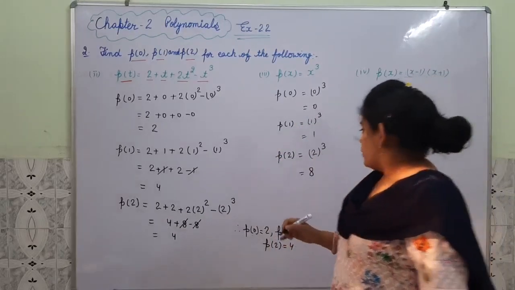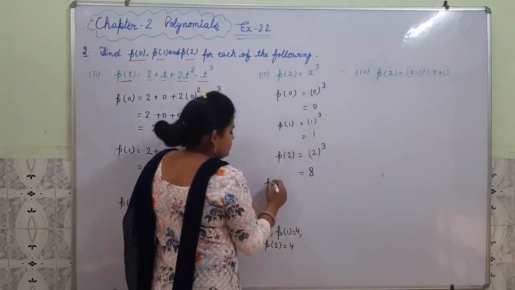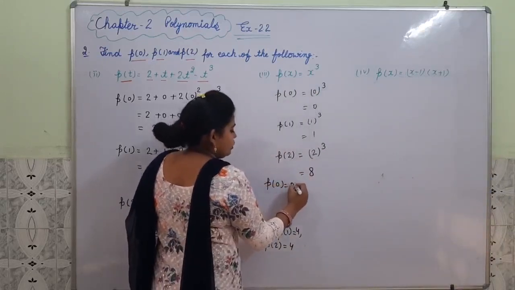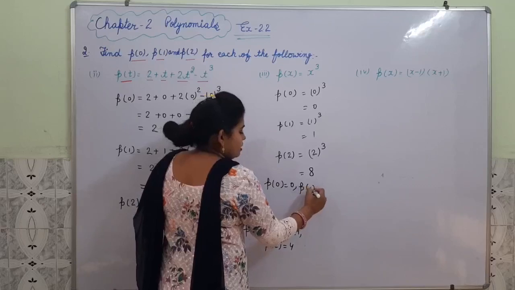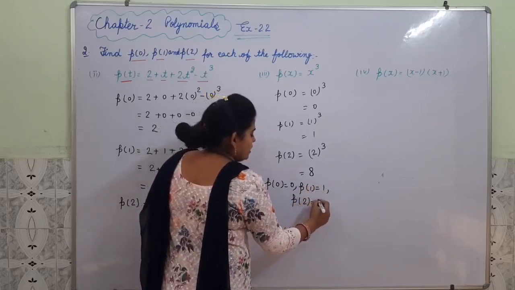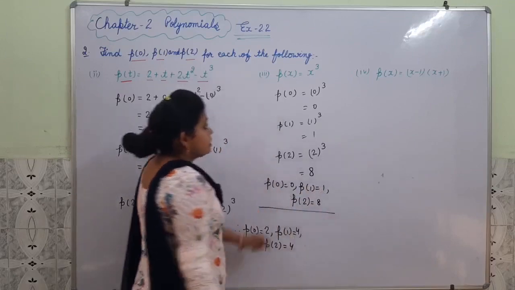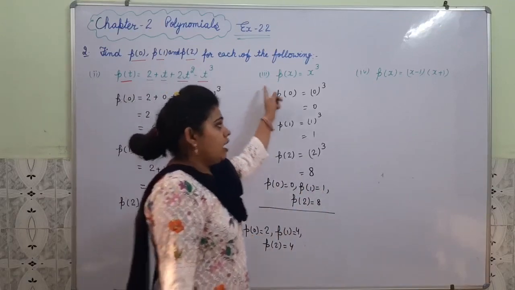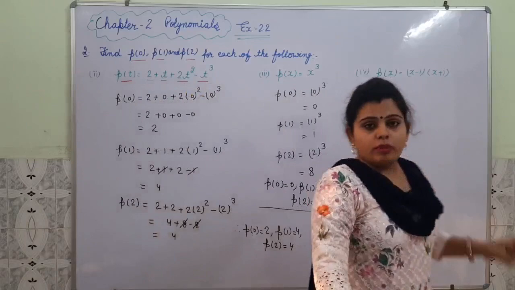What is the answer of this question? P of 0 is 0. P of 1 is 1. P of 2 is 8. This is the answer of the third part. Now come to its fourth part.